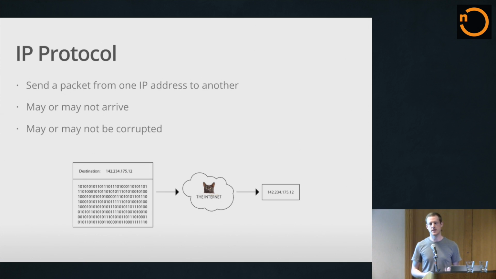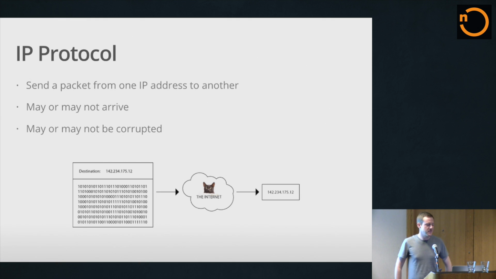The analogy of it is just like mail, sending letters in the post or something. So you write an address on it, an IP address, send a bit of data. It may or may not arrive. It may or may not be corrupted. You don't know how it's going to get there, all the rest. So you just send it out to this magical thing called the internet. And I had to put a cat picture on the slideshow somewhere.